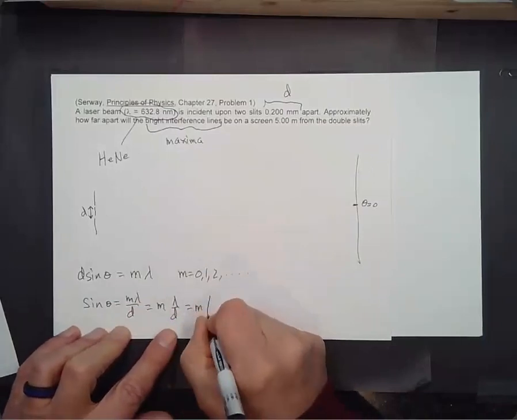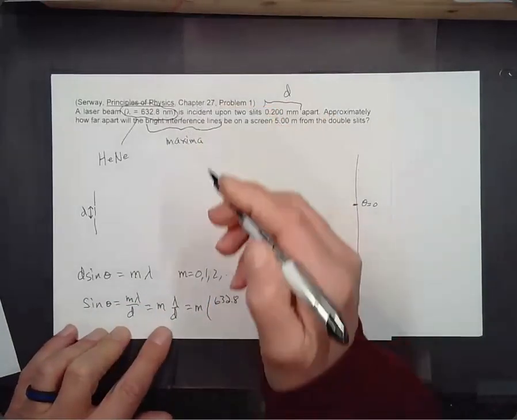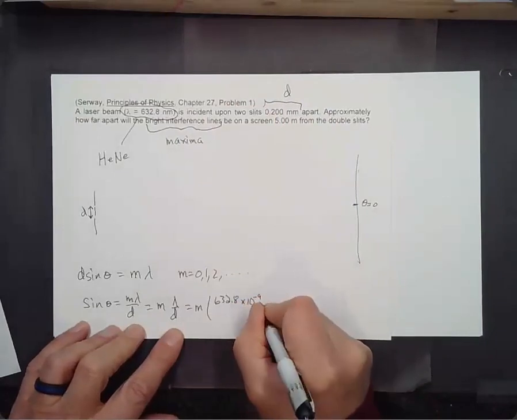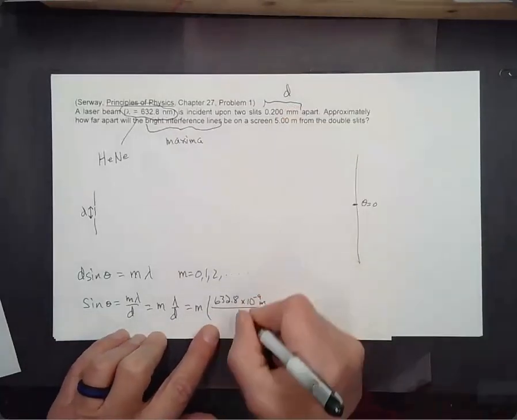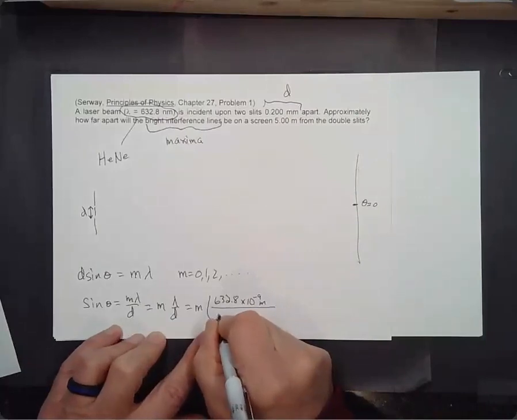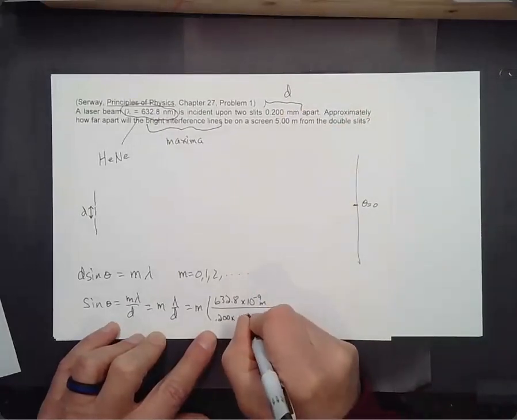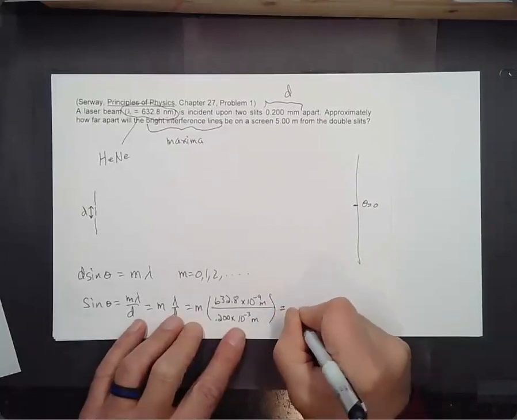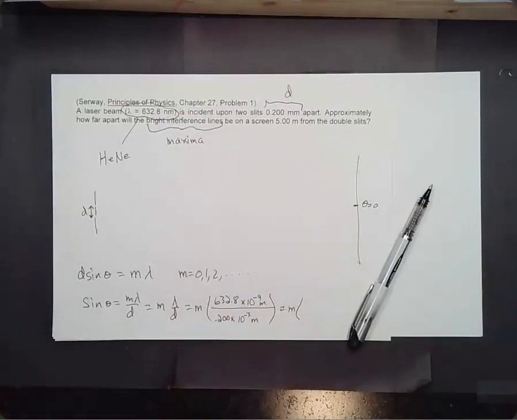So m times 632.8 nanometers, that's times 10 to the minus ninth meters, divided by 0.200 times a milli, which is 10 to the minus third meters. And I'll get m times, whatever that turns out to be, which I haven't calculated yet. Shouldn't be too bad.